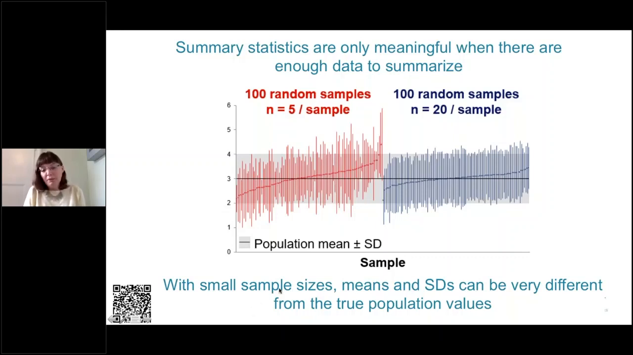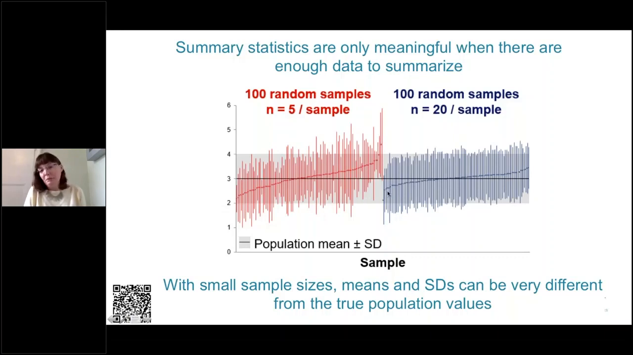But we see that that's not actually what happens. With small sample sizes like the N of 5, the means and standard deviations can be very different from our true population values. So maybe I've only done one experiment. Maybe I got this sample here in the middle that has a mean that's very close to the true population value, but really underestimates the standard deviation by quite a bit. Or maybe I got this sample way out here on the right edge where the mean is much higher than expected and the standard deviation is also.